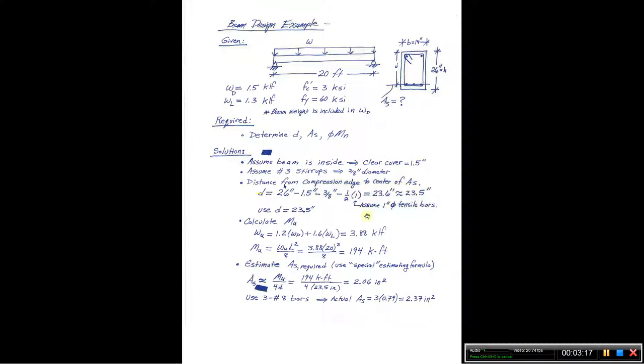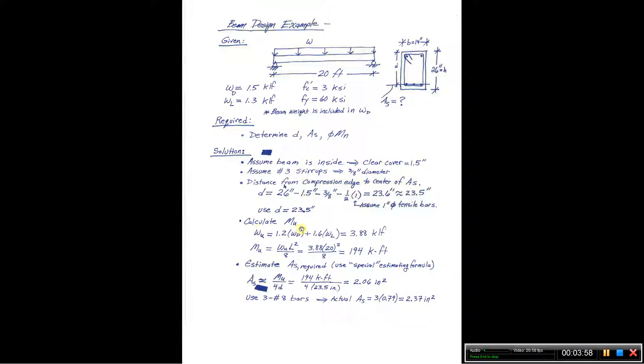Now, in this particular problem, we don't even know what size our bars are going to be. And so I have at the outset just assumed 1-inch diameter tensile bars. That's usually a good thing to assume. Later on, if you find out that that isn't true, you can come back and adjust this if needed. If it turns out they're less than 1 inch in diameter, then there's probably no reason to come back and change it because this will be conservative. And the change that it will make on the phi Mn value will probably be quite negligible. So we have now our d value. That was one of the things we wanted to find.